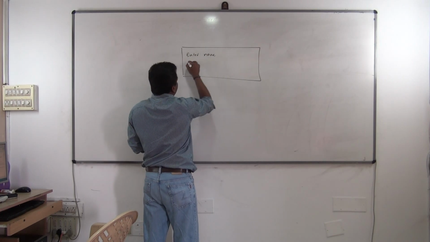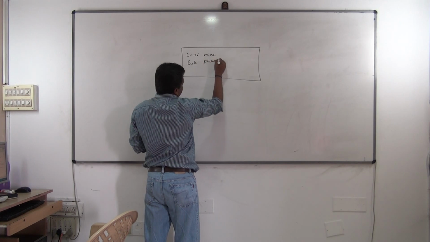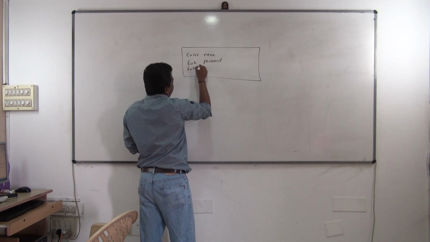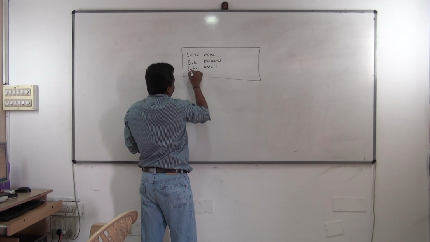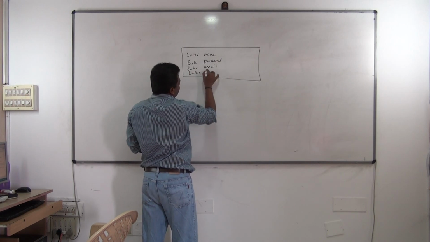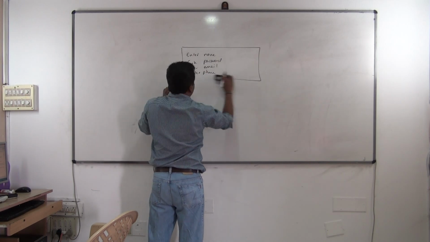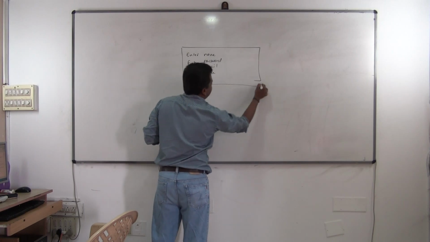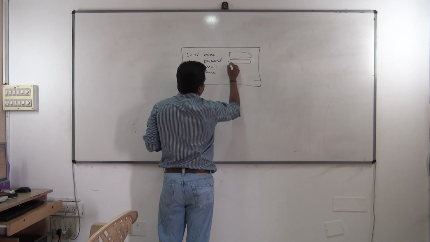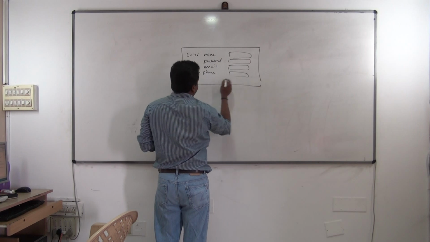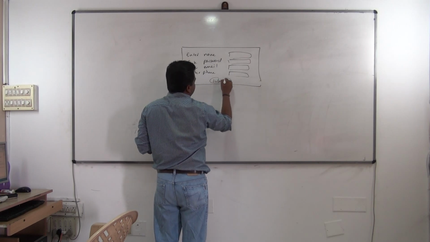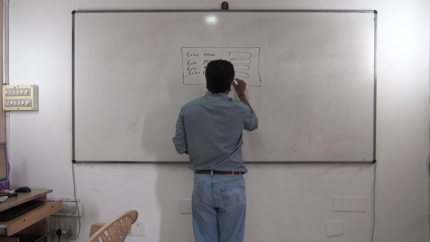Enter name, enter password, enter email, enter phone. So these values will be collected and the user will submit. And when she submits this, what do you have to write now?